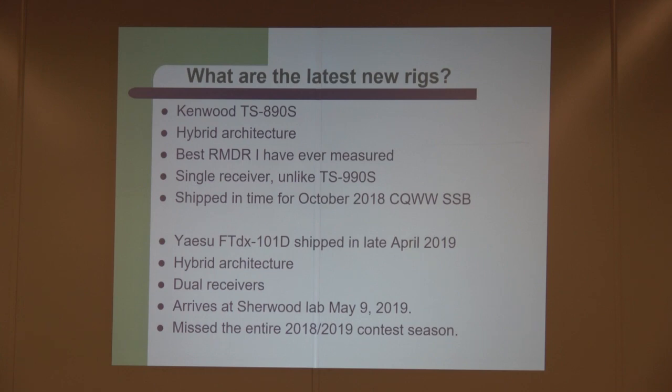And then the FTDX 101D came out a year later. And it's also a hybrid, meaning it's kind of like a K3, but then the latter portion of the radio is all direct sampling, that type of stuff, or at least it's digital. So unfortunately, the Yaesu came out after the contest season was over between 2018 and 2019, so I never got to use it in a contest, which I'm sorry to say. I haven't even gotten another loaner since then, so I haven't got to use that. I can't talk about that from a contesting standpoint.